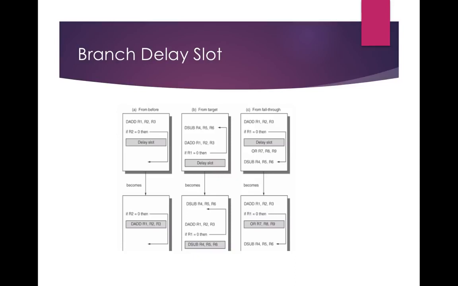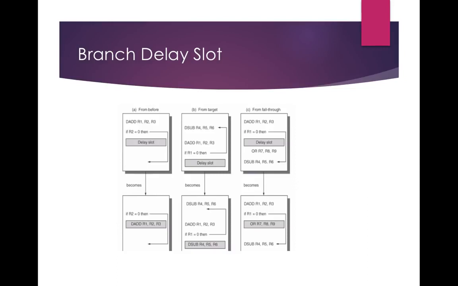In the second case, if R1 equal to 0, then the delay slot occurs. We check whether the previous instruction can be rearranged or not. We can't rearrange the DADD R1, R2, R3, because only after it executes can we check the condition, right? But we can look at the previous instruction, DSUB R4, R5, R6. It is not a data dependence, so that particular instruction can be put after the branch instruction. Got my point? This is how we can resolve the issue.